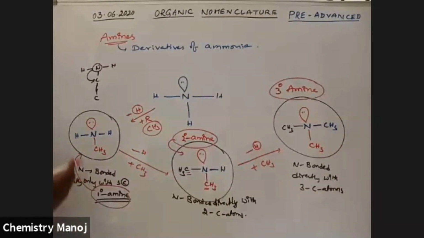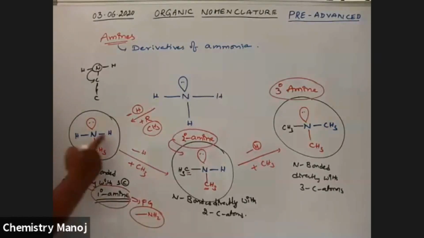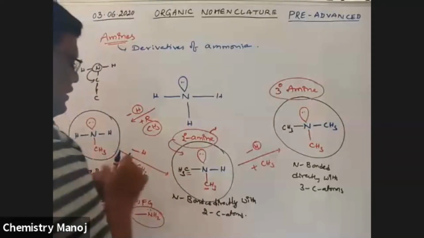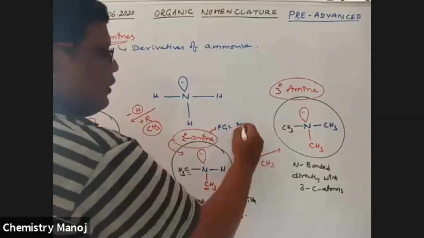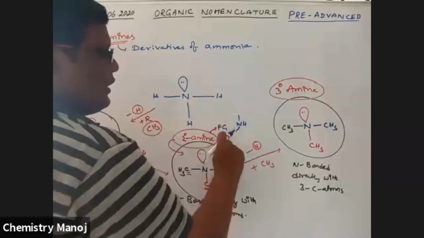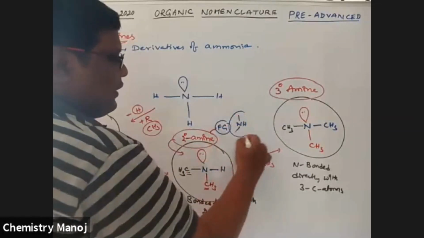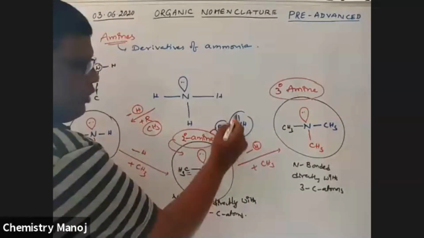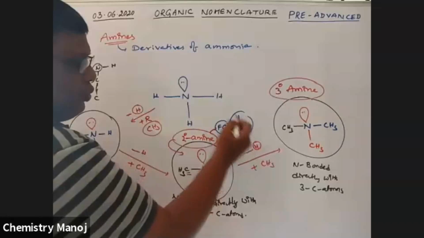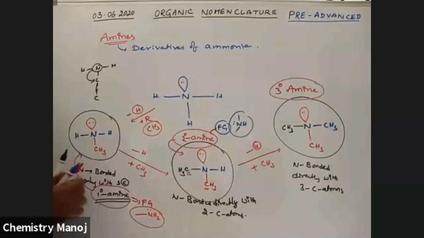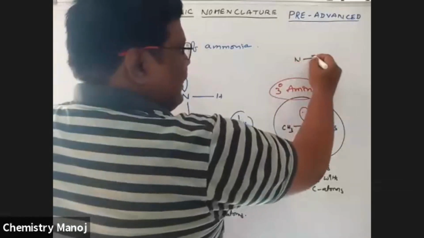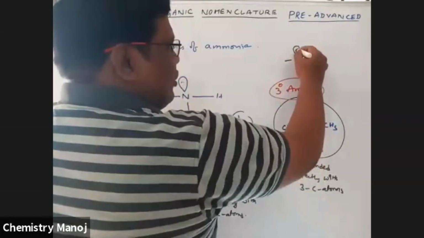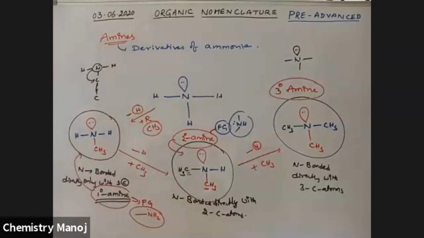In primary amines, the functional group is NH2 only: two hydrogens with a lone pair on nitrogen. Next, in secondary amines, the functional group is NH with two bonds. Nitrogen is connected with hydrogen and has a lone pair, and these two bonds are connected to two alkyl groups. In tertiary amines, the three valencies of nitrogen are satisfied with three alkyl groups. N is the only functional group. That is the tertiary amine.